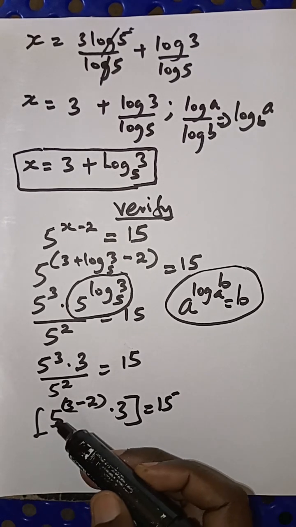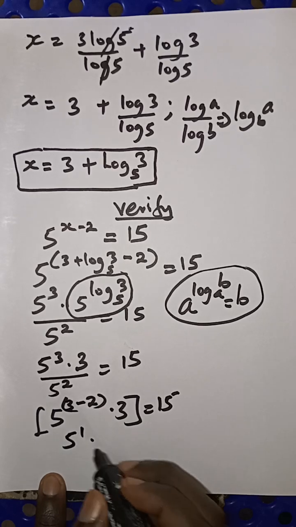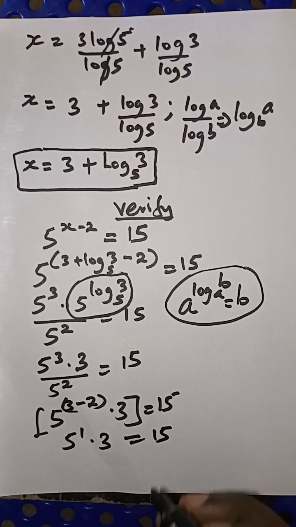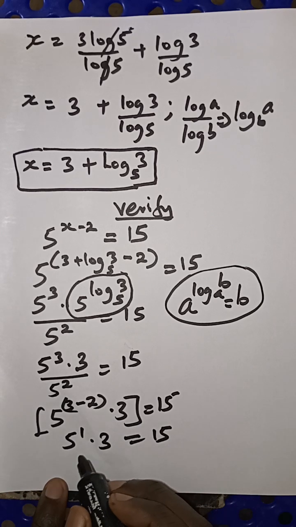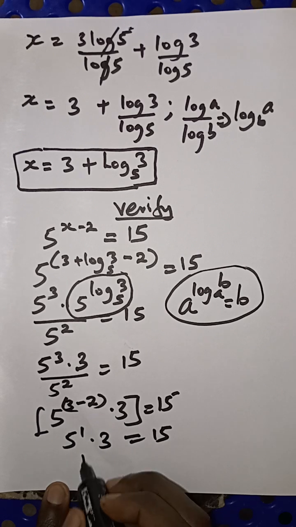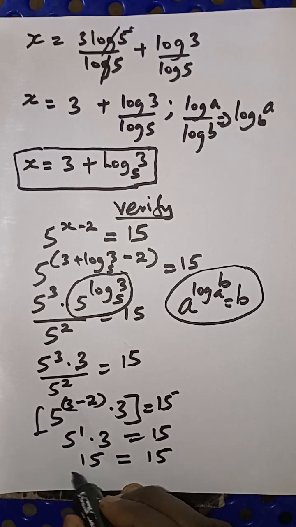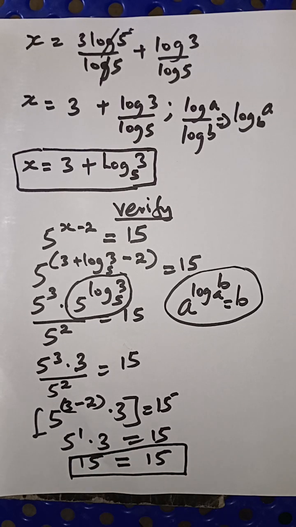When you take 5 raised to 3 minus 2, you end up with 5 raised to power 1 multiplied by 3, which should give you 15. And of course, 5 raised to 1 is 5, so 5 times 3, you end up getting 15 equals 15. Hence, the proof for our answer.